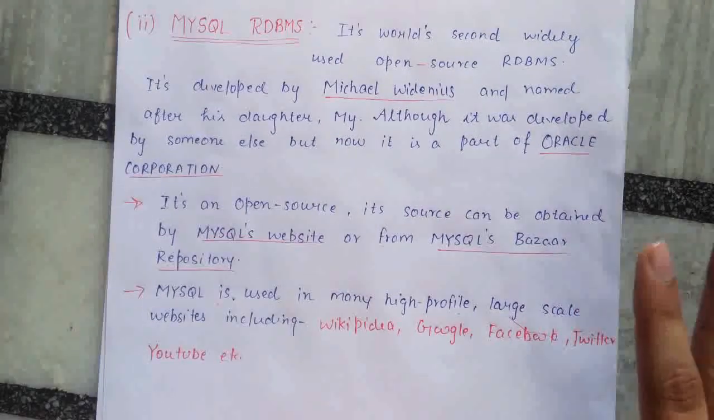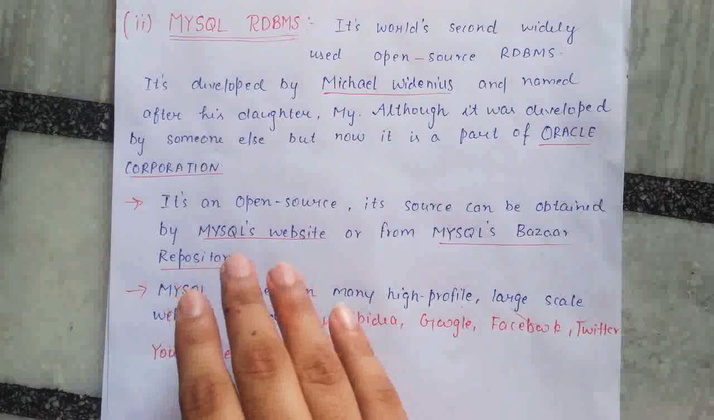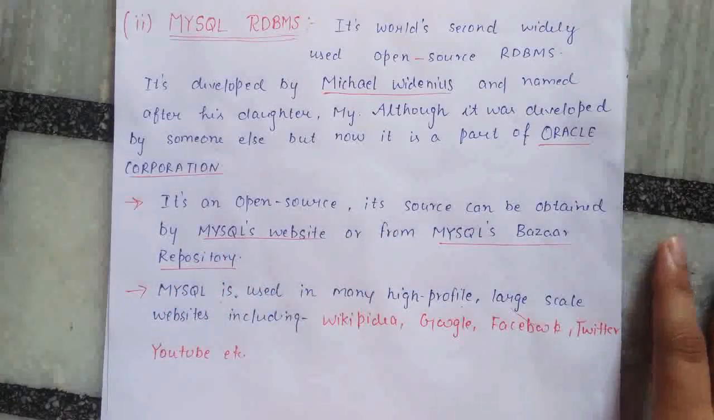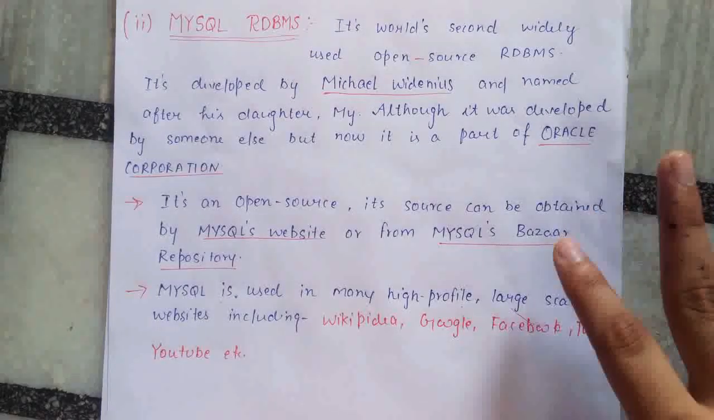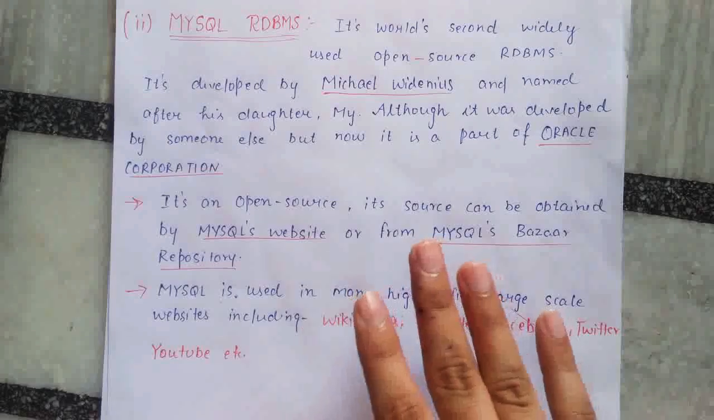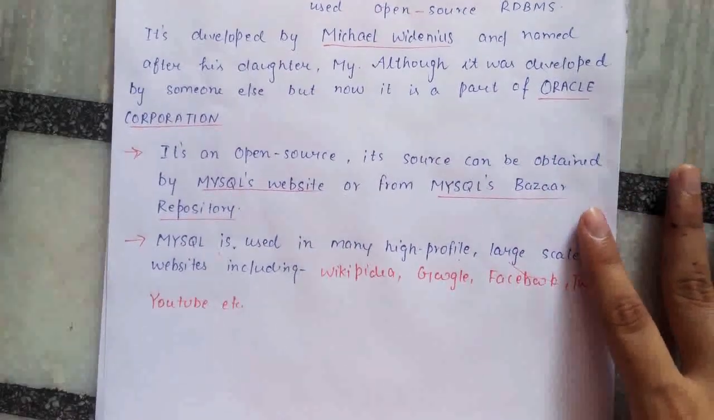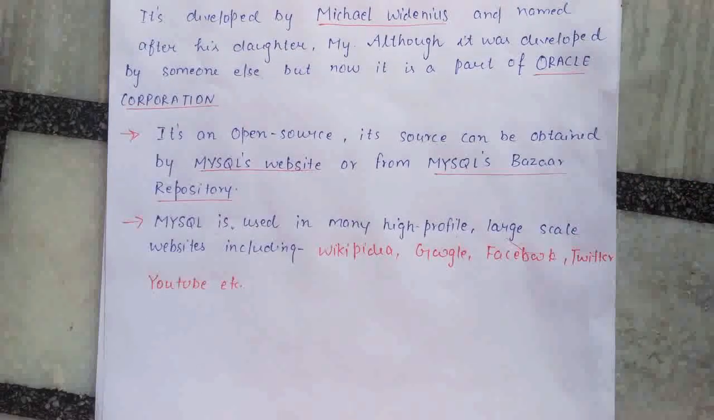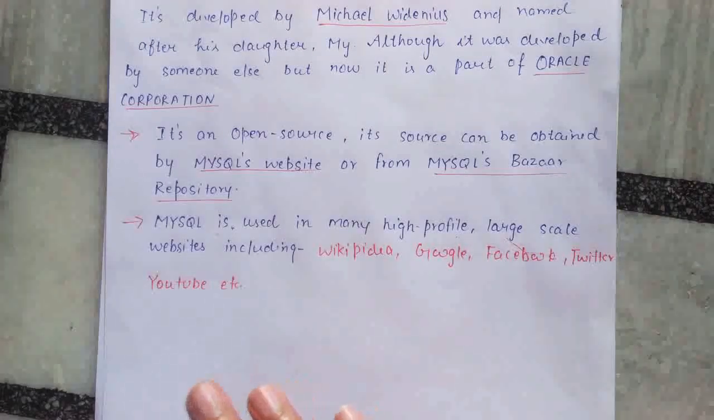Of course, since this RDBMS is open source, its source can be obtained either from the MySQL website, as I told you, or from the MySQL Bazaar repository. So from these two places we can easily get the MySQL source, access it and practice the SQL language over here. Now as I told you, it is open source, so various high scale websites like Wikipedia, Google, Facebook, Twitter and YouTube use it.